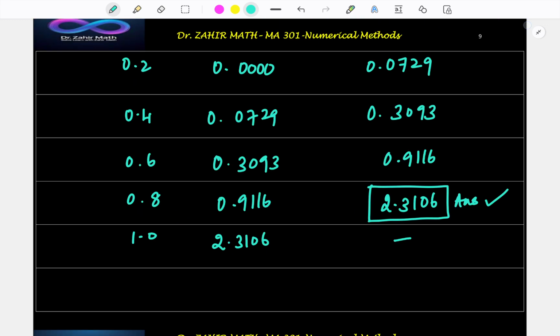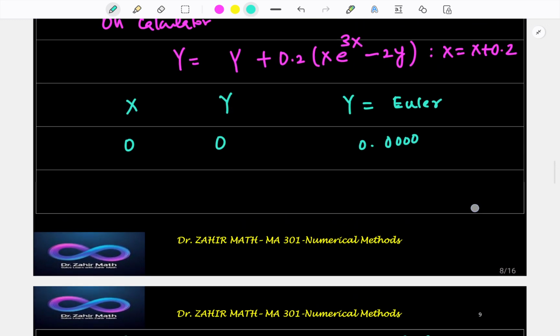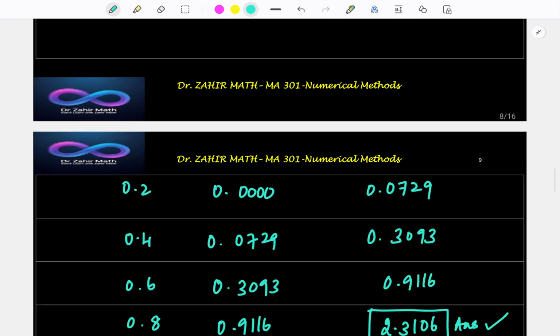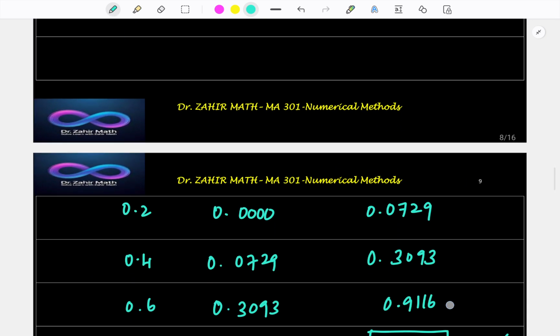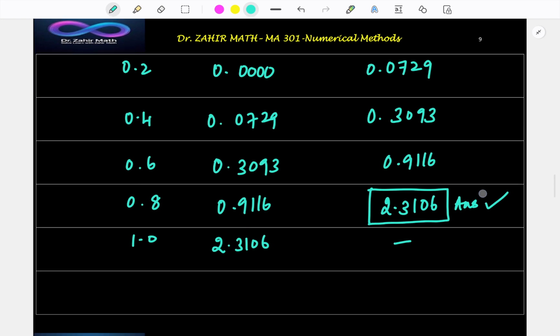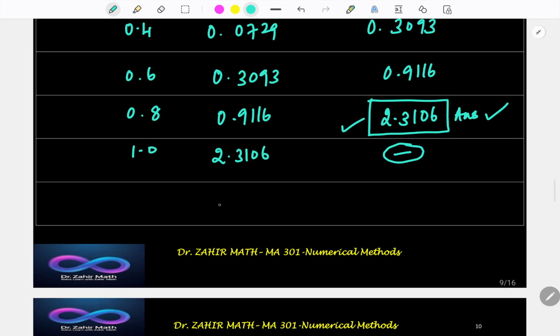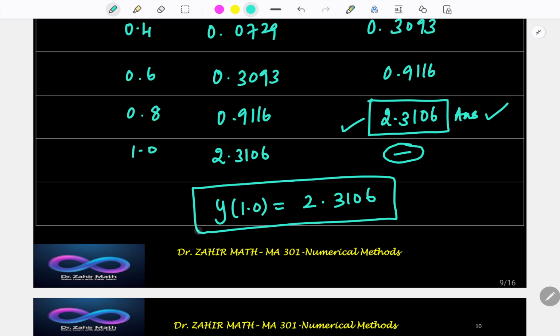So I got the values in the calculator. A simple mistake I made, so I rectified everything. You can see that for 0, it's 0. And then 0.2, you got this answer. Then 0.4, this one. I told you the last answer, there's no need to find because we are jumping. So we have to stop with 0.8. So the final answer is 2.3106, which is y of 1.0 is equal to 2.3106. You have to write the final answer.